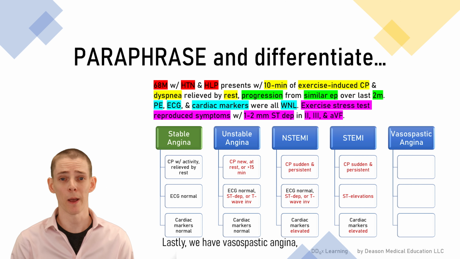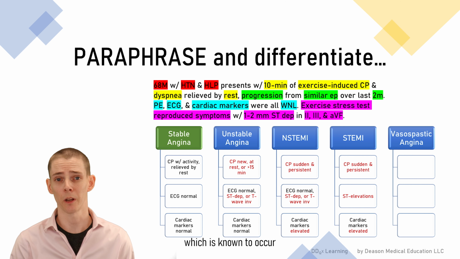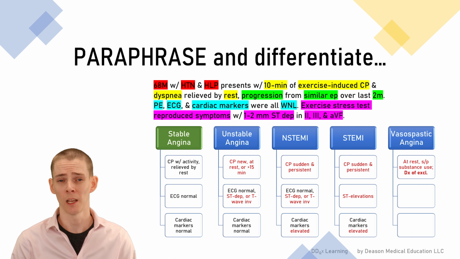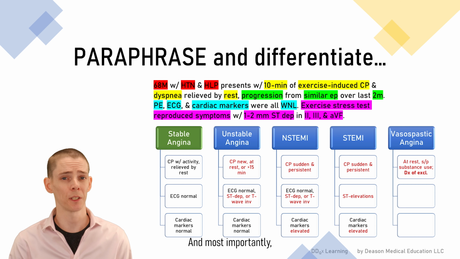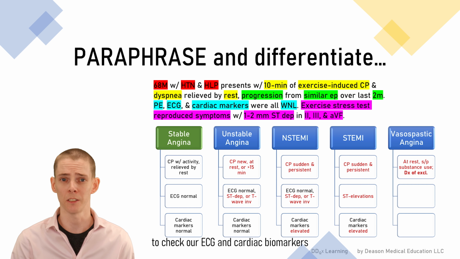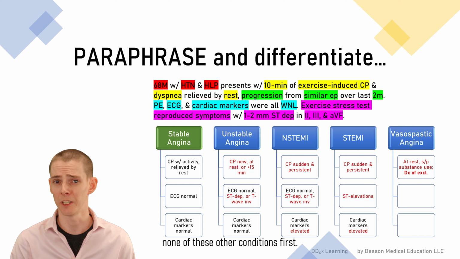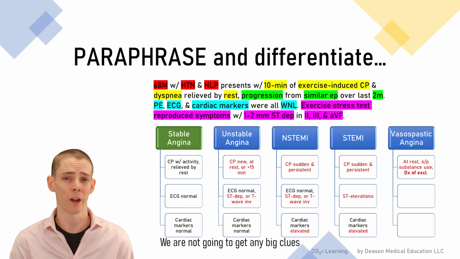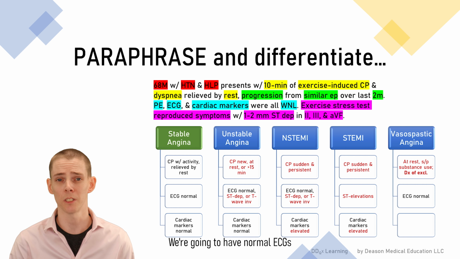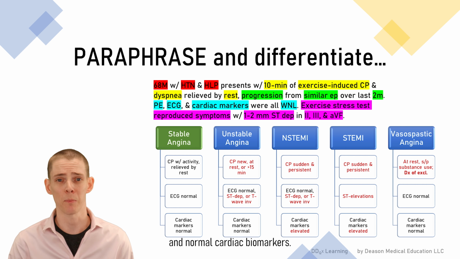Lastly, we have vasospastic angina, which is known to occur at rest, status post often substance use, and most importantly, you need to remember this is a diagnosis of exclusion. So we're always going to want to check our ECG and cardiac biomarkers and make sure it's none of these other conditions first. We are not going to get any big clues here. We're going to have normal ECGs and normal cardiac biomarkers.